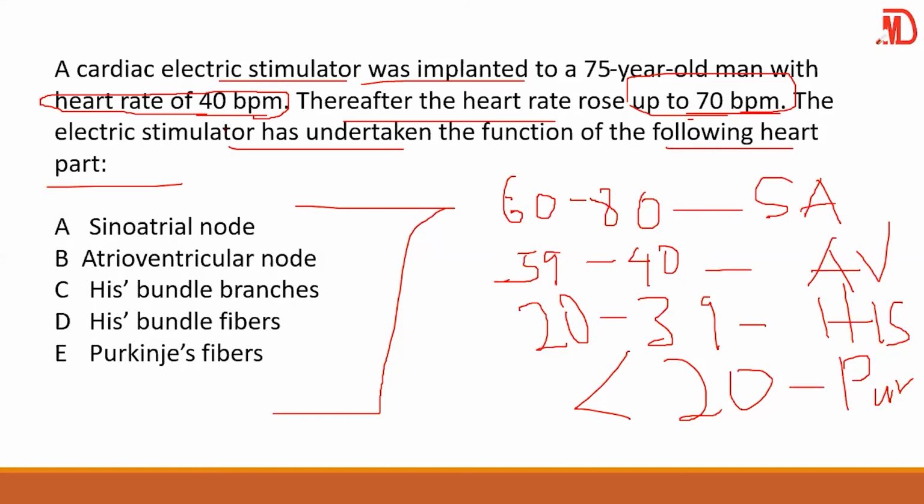But the question is not about this 40. The question is, when the stimulator was implanted, thereafter the heart rate rose up to 70. The electric stimulator that helped the heart to now beat to 70 has undertaken which of the following heart parts? So the question is not about the man before the stimulator, but it's talking about the stimulator. What is the rate of the stimulator, and which part of the heart is the stimulator assuming to function as? From this question, it is assuming to function as an SA node, because it's able to beat at a rate of 70 beats per minute. Still lost? No, sir, I get it now. Good.